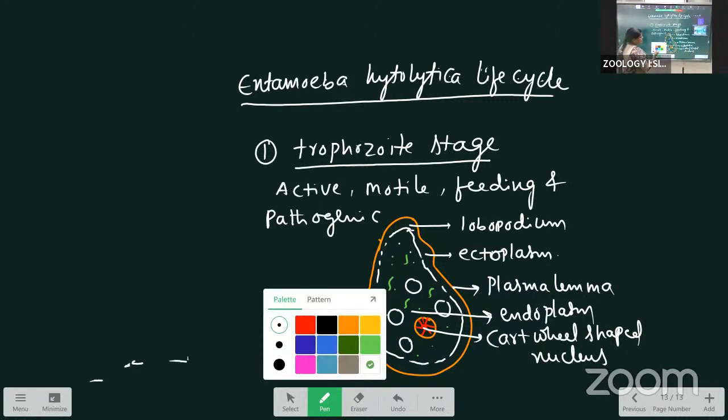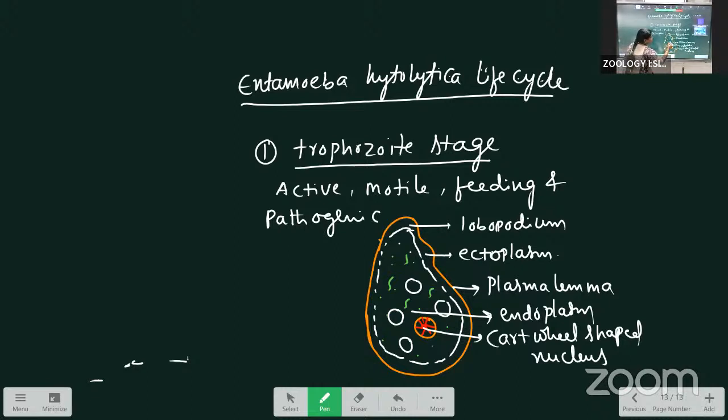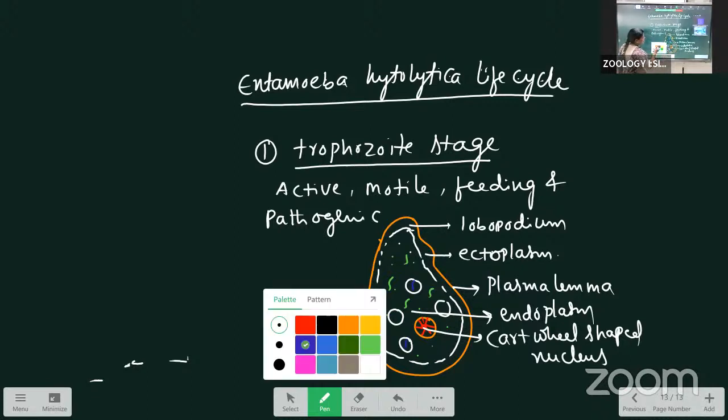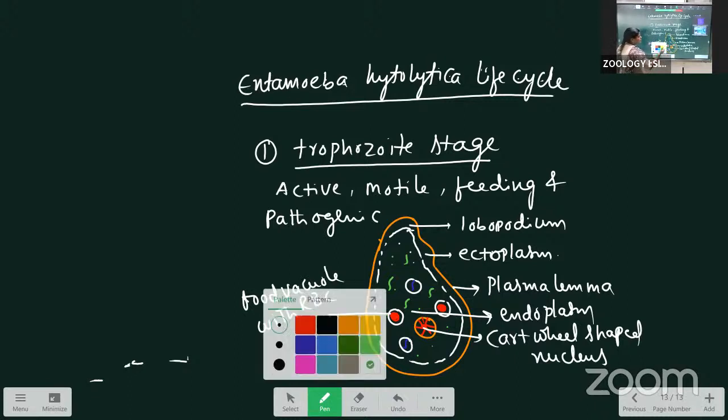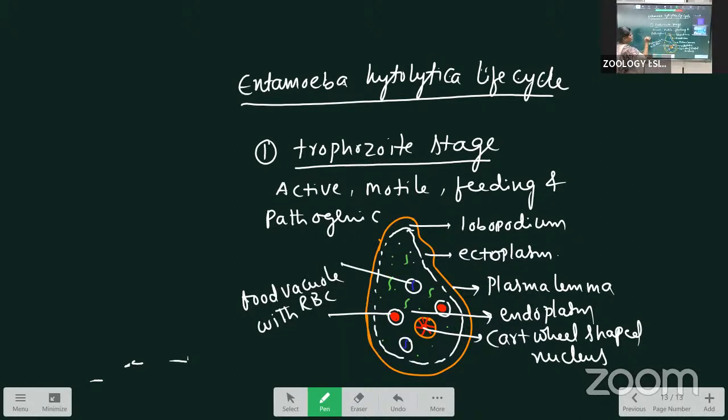And in the pseudopodia, some have bacteria present and some have RBCs present. Food vacuole with RBC. With bacteria.